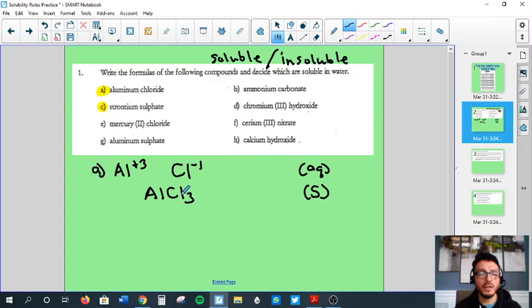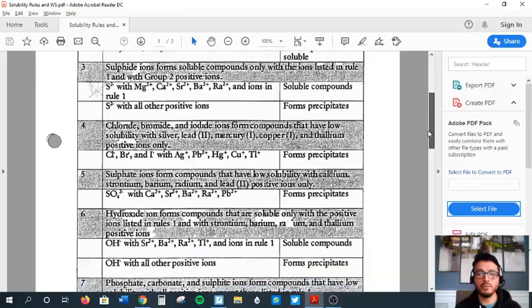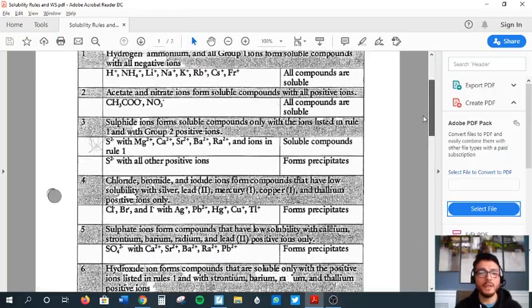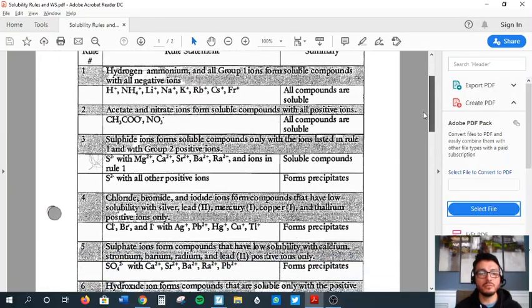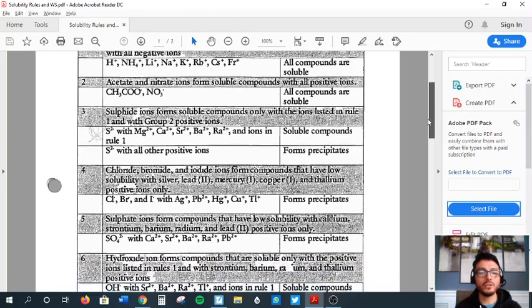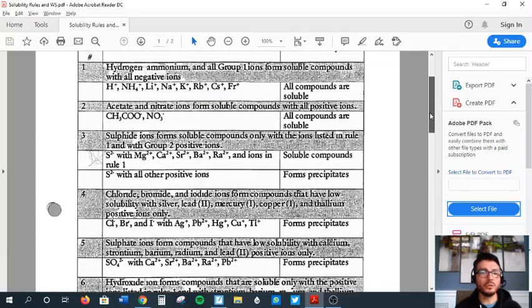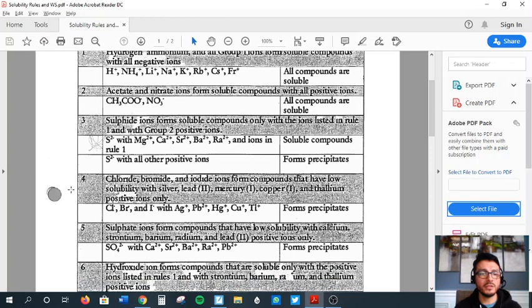Okay, so aluminum chloride. Now here you go back to your solubility rules. So back to your PDF. And you're going to look for the ions in aluminum chloride. Usually your anion is what you're going to look for. So each of these rules, again, you don't have to memorize these. There are 7 of them. Each of these rules refers mostly to your negative ions, your anions. So look for a rule that says chloride, right? Because we are doing aluminum chloride. So rule number 4 seems to be that.